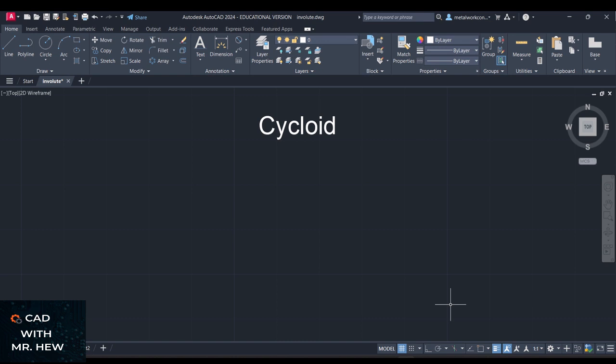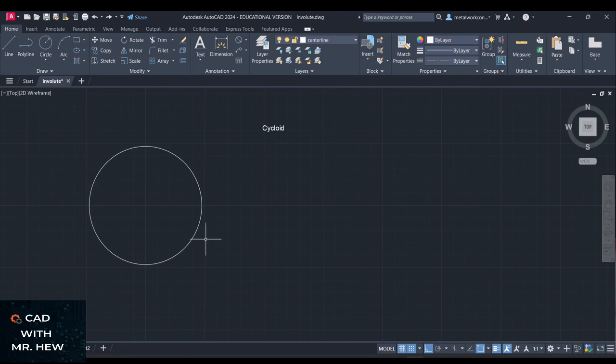In today's video, we'll be looking at the cycloid. The first thing that you're going to draw for the cycloid is the circle, the given circle. Here we have the circle.